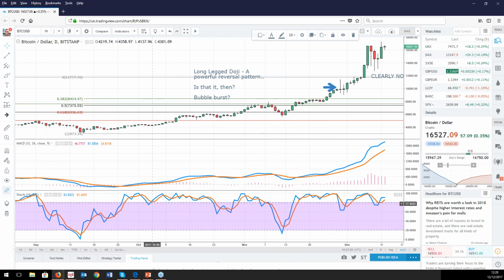Stochastics, but the point I want to make is Stochastics has been in overbought for long periods of time. All of this period here, from the end of September right up to the 22nd of October, Stochastics was overbought. Then we dipped down to oversold there actually, but then straight back into overbought, and pretty much staying up there ever since. So selling something because it's overbought is a classic example of how that really isn't a very sensible strategy whatsoever.